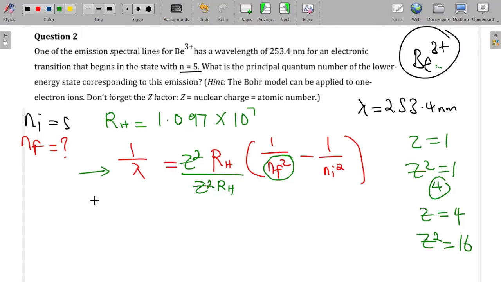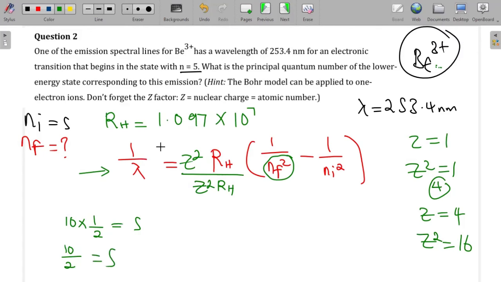Okay, so I divide this by Z squared RH. Dividing by z squared RH is the same as multiplying by 1 over z squared RH. So, for example, if this is 10, dividing 10 by 2 is the same as multiplying 10 by half, which gives me 5. Dividing 10 by 2 is the same as multiplying 10 by half.